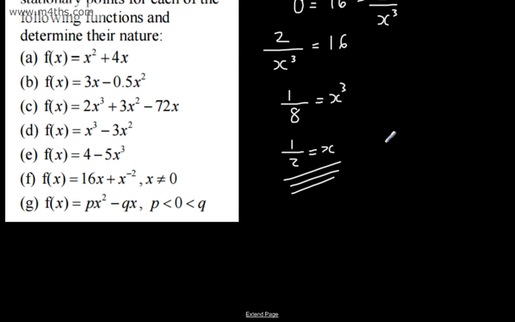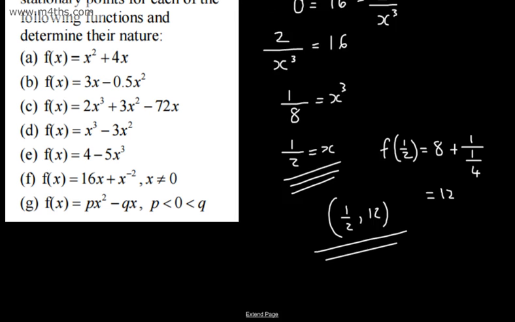Right, so all I need to do is put this back through to find y. So we can say now that f of 1/2, which will give us y, well, that's going to give me 16 lots of a half, which is going to give 8, plus 1 over this quantity, which we need to square. So that's 1 over 1/4. So that is going to give us 12. That looks right. 1/2, 12. So that's the stationary point.